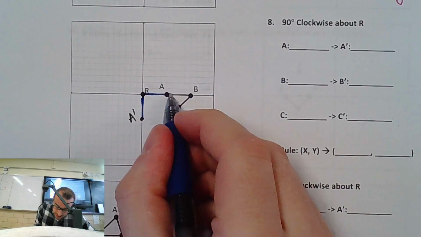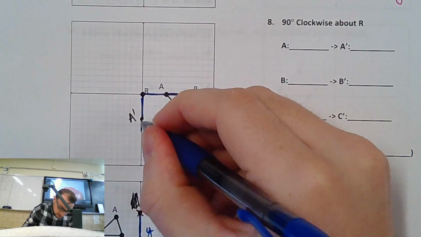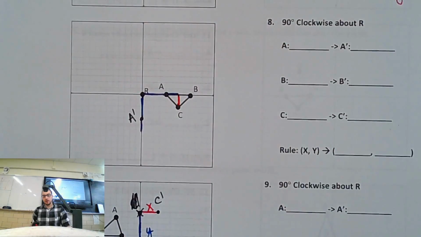C shares the same leg as A does. It's just a little bit longer. So once again, it's pointing to the left. If I turn it 90 degrees clockwise, it's going to point down, right? But it's going to be 2 longer. And then the red part for C, because it does need a red part, is now pointing down.